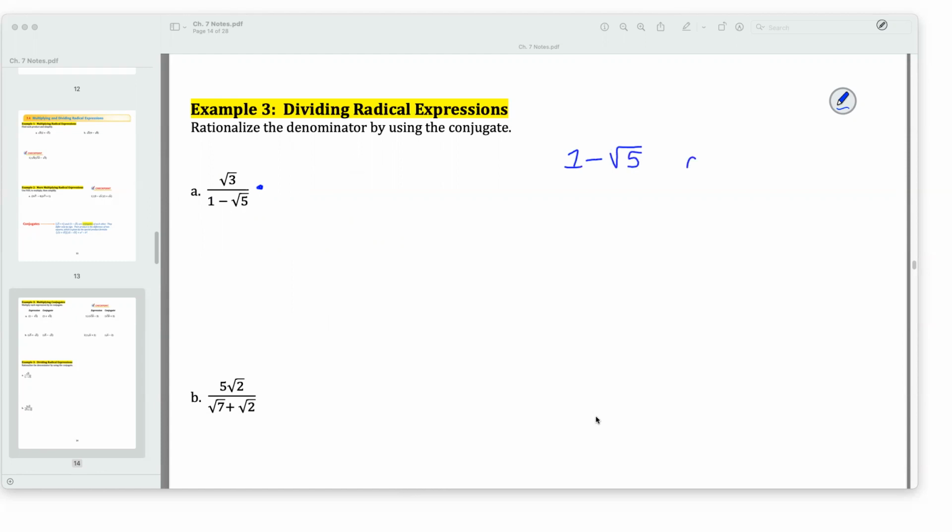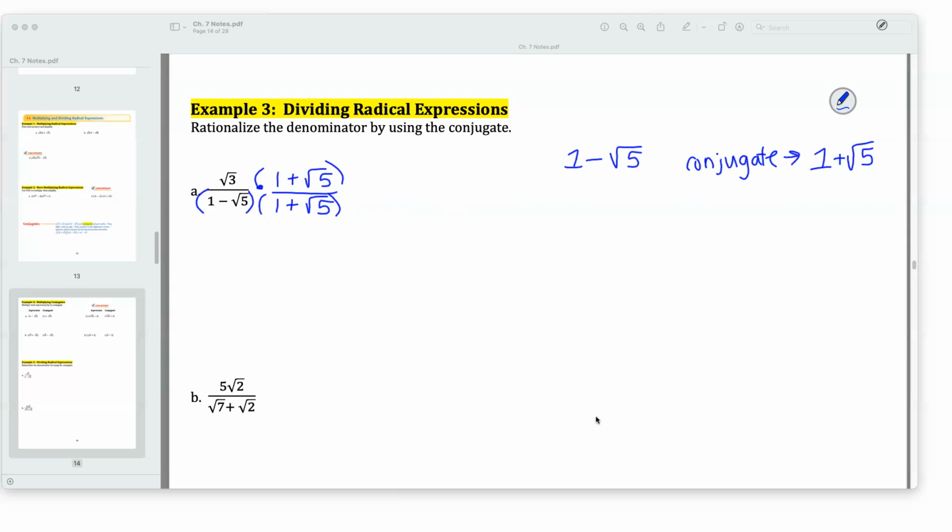The conjugate of this is 1 plus the square root of 5. So we have to multiply the numerator and the denominator by the conjugate of the denominator so that the denominator does not have a radical in it anymore. So when I do that, it just opens up multiple multiplication problems. The numerator is going to be a distributive property problem. The denominator is technically a foiling problem, but we know that when we multiply conjugates, you only have to multiply the first and the last. So let's take this step by step.